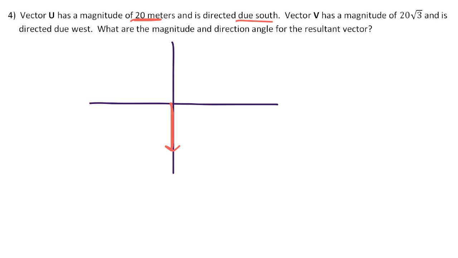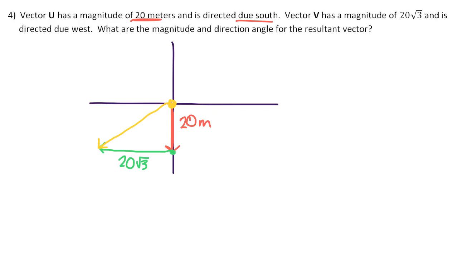And then vector v has a magnitude of 20 root 3 and is directed due west. So again, we had 20 meters due south. And then from that point, we're going to pick up with our other vector, and we're going to go 20 root 3 due west. So here's due west, and that's 20 root 3. And now we need to find the magnitude and the direction angle of the resultant vector. So the resultant vector, we need to start where our first vector started, and end where our very last vector ended. And we need to find the magnitude of this.